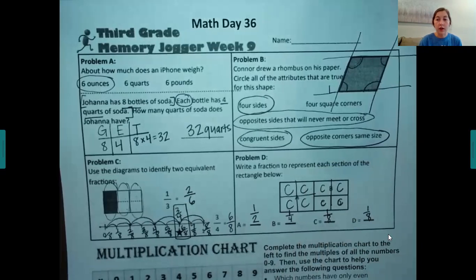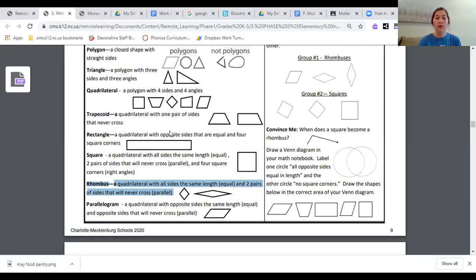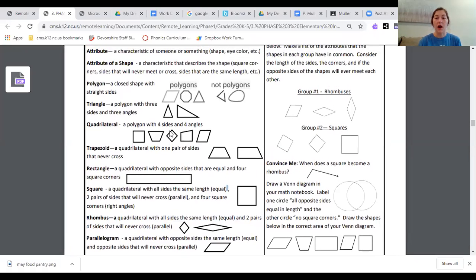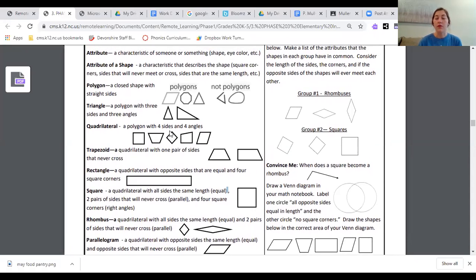And so that's what you're going to be doing for your memory joggers for this week. I hope this helps and that you're able to look back at your resources from your last packet. If not, I can share them with you on the screen again with the shapes, and you can just pause on this screen and review the definitions and attributes of those shapes.